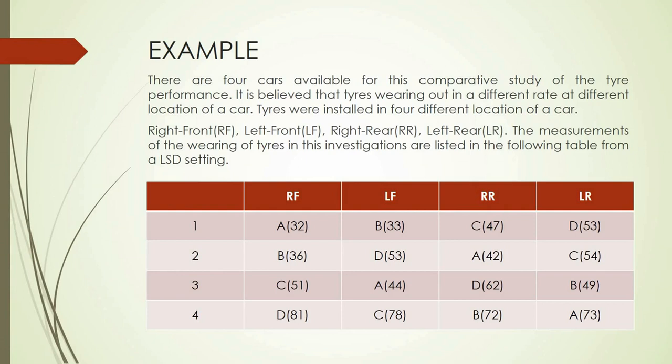Here we can see that the columns denote the positioning of the tire, rows denote which car it is, car 1, car 2, car 3, car 4, and the treatments are the different brands of tires, say A, B, C and D. And here are the measurements of the tire wearing, that is, how much the tire has worn.